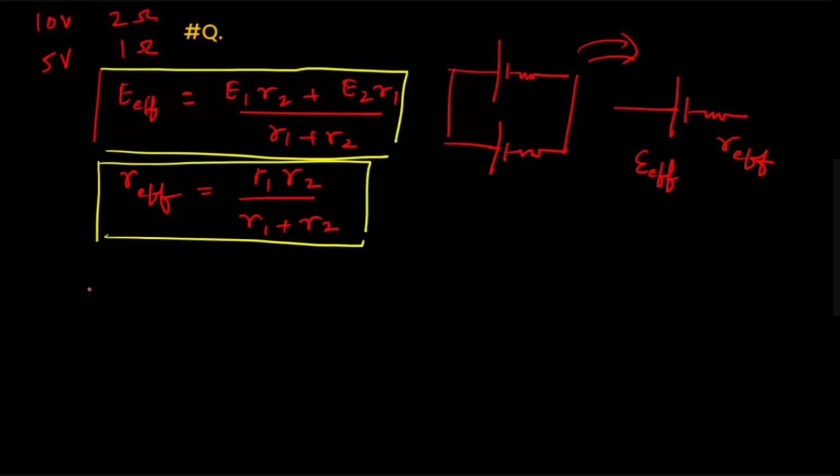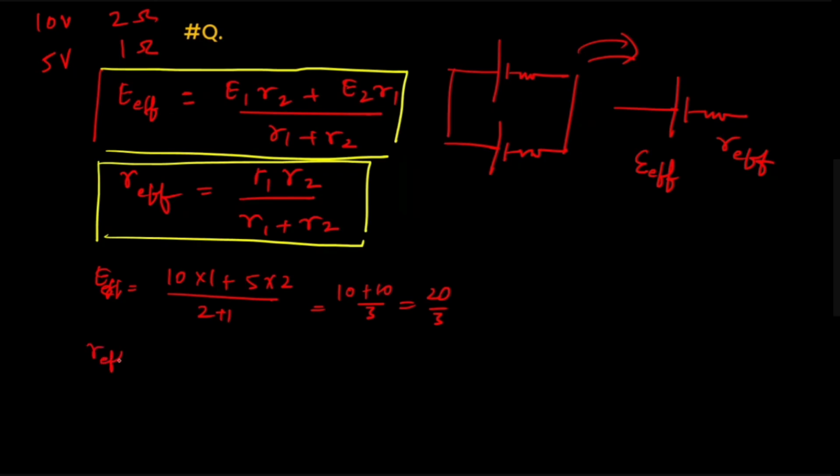That is E1, E2, R1, R2. E effective would be: E1 is 10, R2 is 1, E2 is 5, R1 is 2, divided by 2 plus 1. So 10 plus 10 by 3, that is 20 by 3. It is E effective. And R effective is going to be 2 into 1 by 1 plus 2, that is 2 by 3.